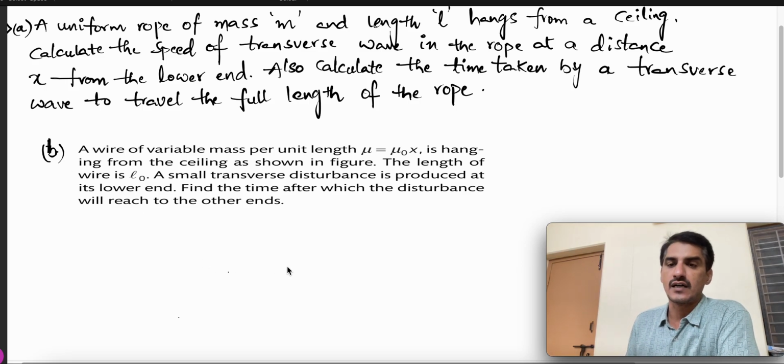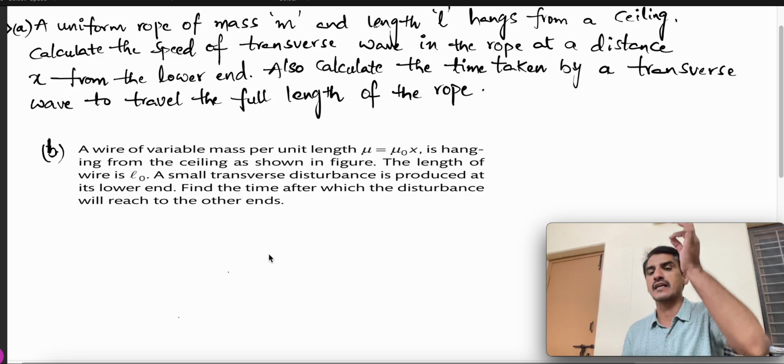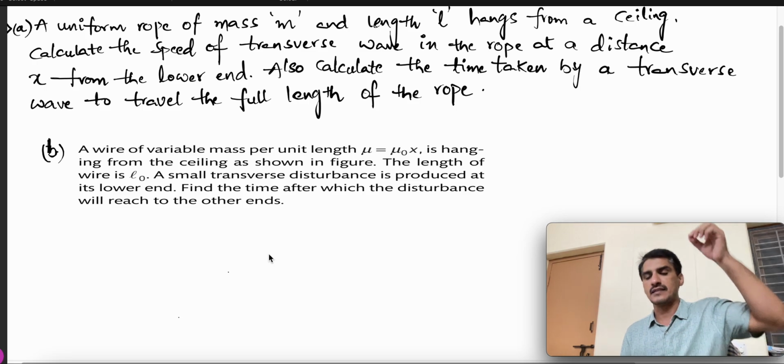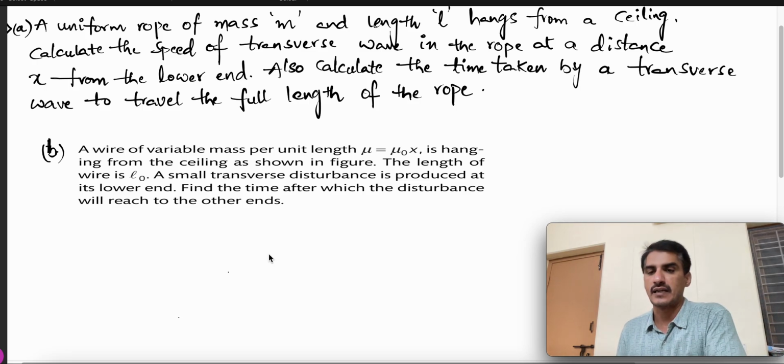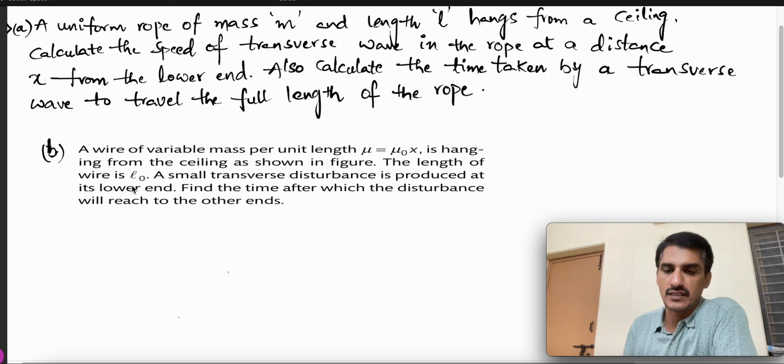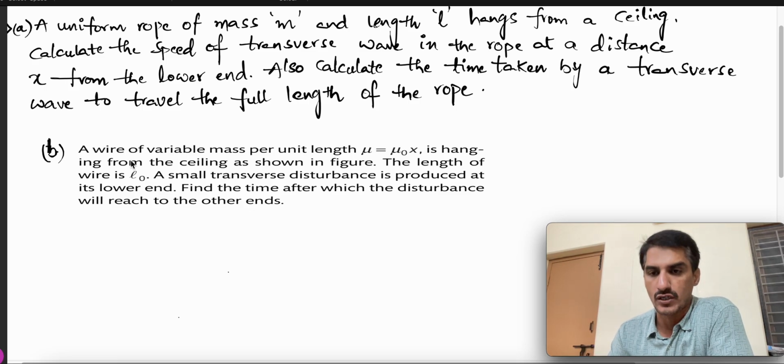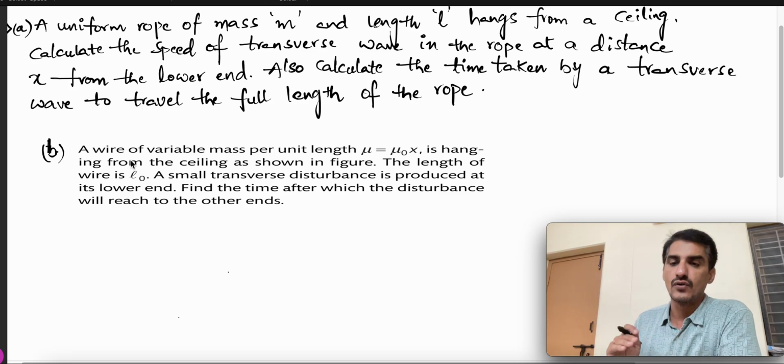See, we need to take the rope. It is a massive rope and it is fixed at one end and it is hanging freely. It is just hanging from one fixed end. Now we need to find out, suppose a pulse is generated from the bottom, with how much speed it goes up, as well as what time it takes to move from the lower end to the upper end, right?